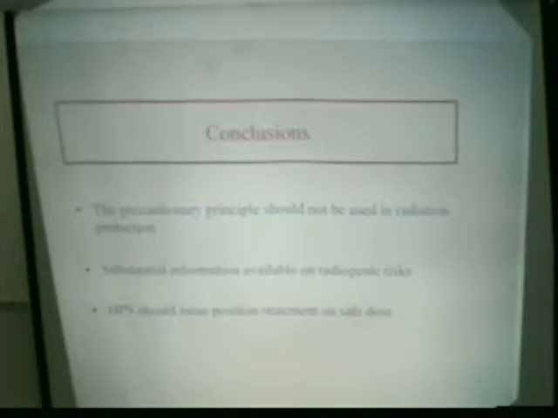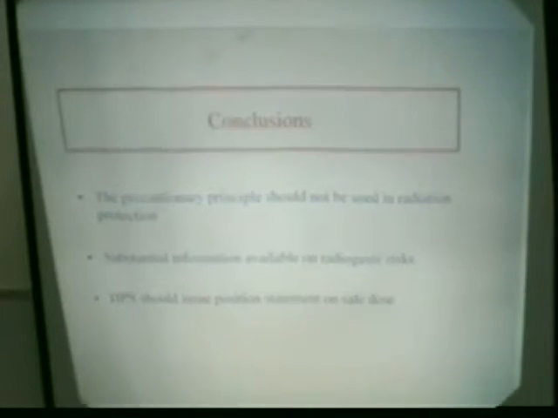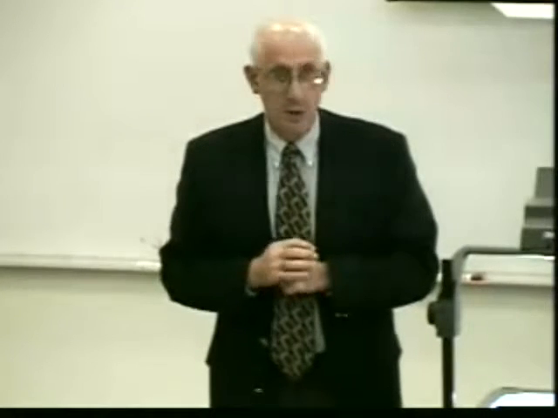So I conclude from this that the precautionary principle should not be used in radiation protection because, one, there is substantial information available on radiological risks already. We already know how to handle risks in terms of sophisticated management procedures. We understand what the magnitude of these risks are, and it's time that we stand up as a Health Physics Society and other organizations to issue a position statement, a directive, whatever it is that you want to call it, indicating that there is a safe dose of radiation, if in fact people are willing to buy into that. So with that, I'm happy to entertain any questions.